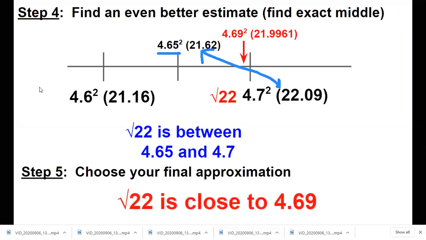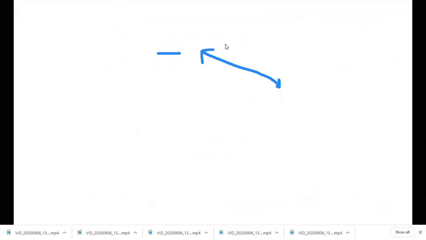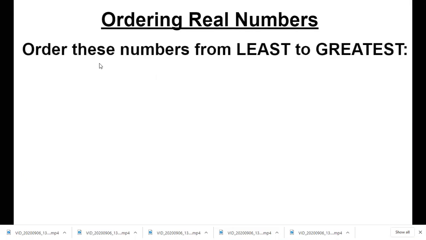So we are going to choose 4.69. So if I were to multiply 4.69 times 4.69, I would get, let's see, 4.69 and square it. I get 21.99. So 21.99 is very, very close to 22. So 4.69 is very, very close to the square root of 22.